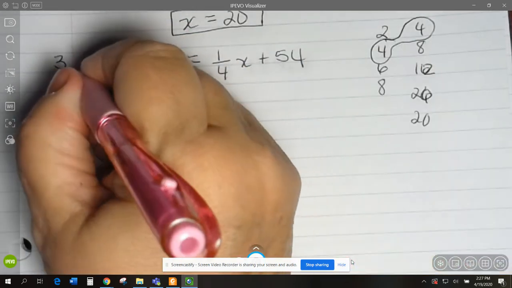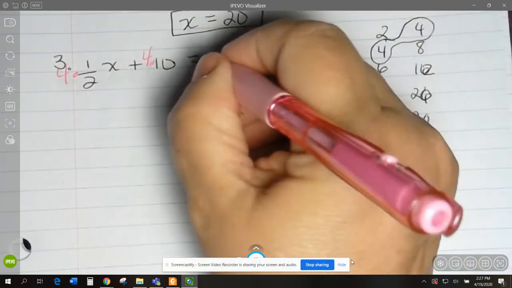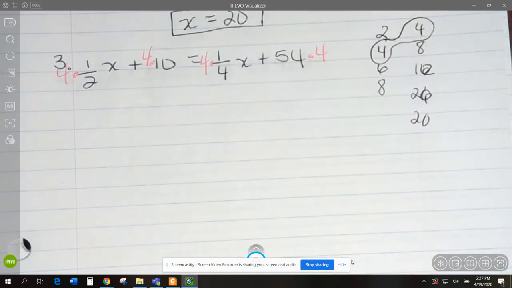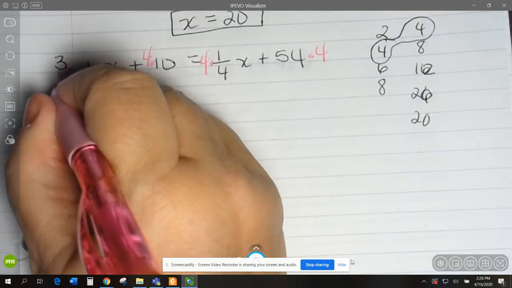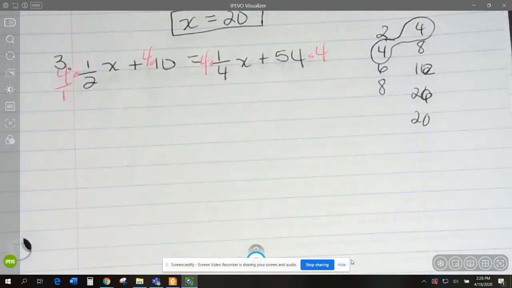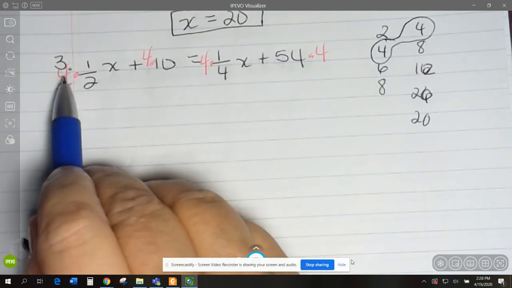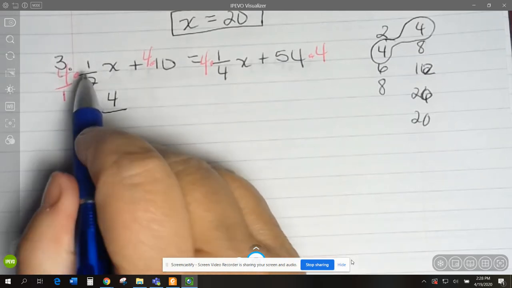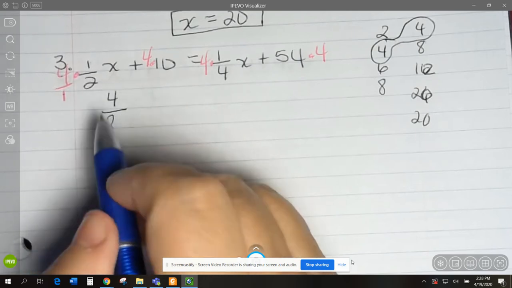So if I take this and multiply everything by 4, multiply half by 4, multiply 10 by 4, multiply 1/4 by 4, multiply 54 times 4. We need to remember, how do we multiply fractions? Remember, we take 4 and turn it into a fraction by making it 4 over 1. And then we multiply our numerators and our denominators. 4 times 1 is 4. 1 times 2 is 2. So 4 over 1 times 1/2 is 4 over 2.